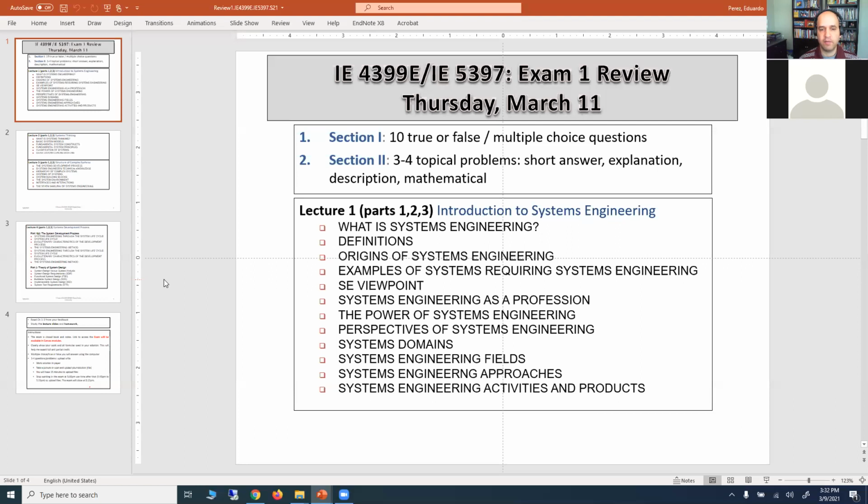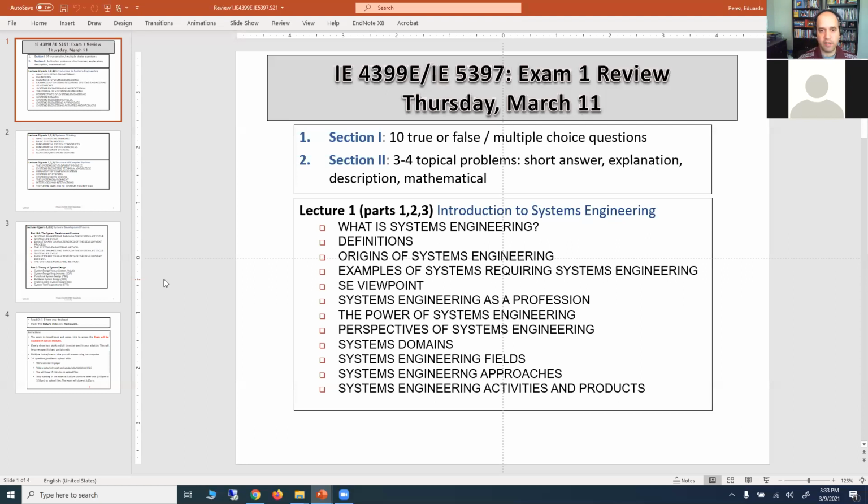There are two parts for the exam, two sections, and those are listed in this first slide. Section 1 is 20 points, and you have 10 questions that could be true or false or multiple choice questions. Those 10 questions you're going to be able to answer by just clicking on the right answer for the question. Again, it's 20 points, 2 points each, 10 questions.